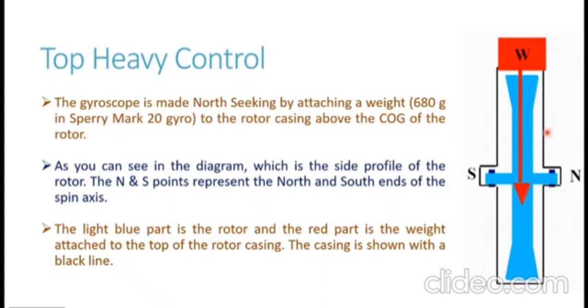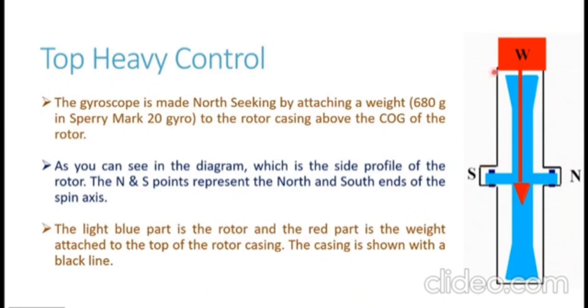Now outside the rotor, you see a black color casing. This is called the rotor casing. Till now, we have not seen the rotor casing in any of the gyro diagrams. But actually, when the gyro compass is made, this rotor and spin axis arrangement is fitted inside a rotor casing. Now, how is it fitted inside the rotor casing? We have to give it freedom to spin. So for that purpose, you see these dark blue parts shown here at the north end and at the south end, they represent ball bearings. So the spin axis is connected with the casing through these ball bearings, thus giving it freedom to spin.